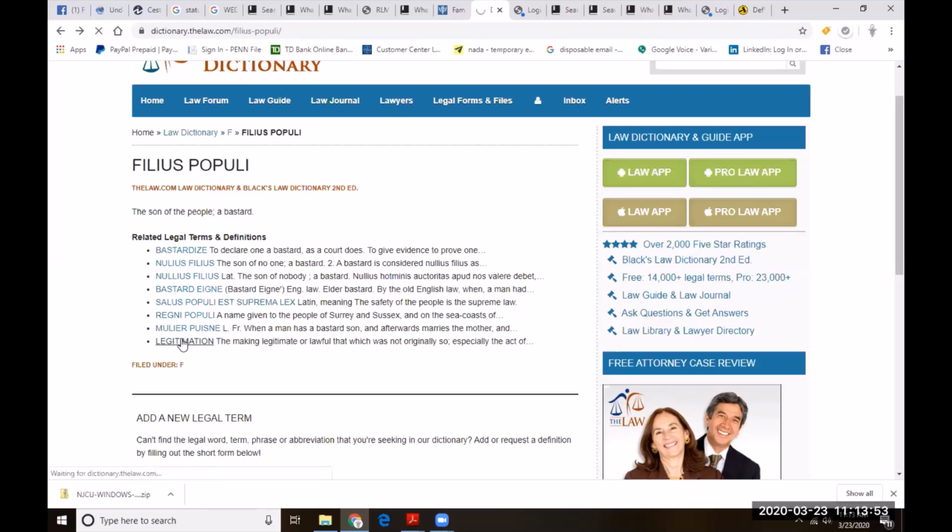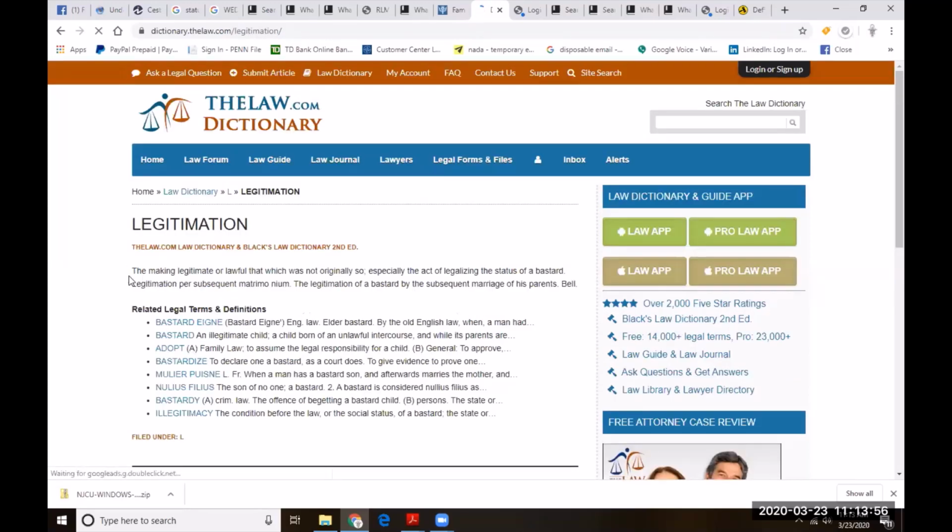but I want to go to legitimation. And let's read this real fast. Legitimation, the making legitimate or lawful that which was not originally. So, especially the act of legalizing the status of a bastard. Legitimation per subsequent matrimonium, the legitimation of a bastard by the subsequent marriage of his parents. Meaning, if a child was born out of wedlock and the parents subsequently marry, that child then becomes legitimate. Got that? Okay.